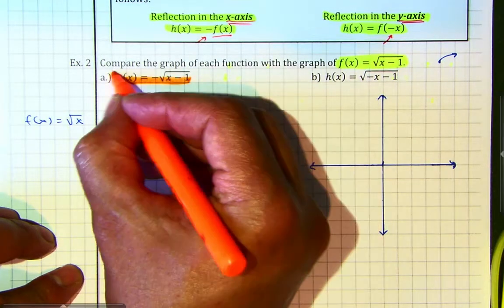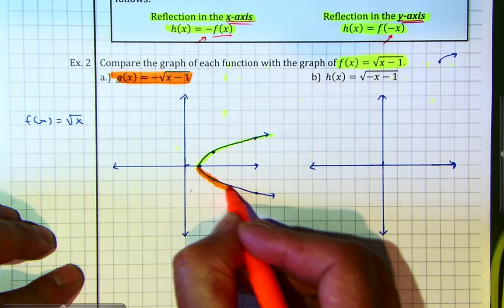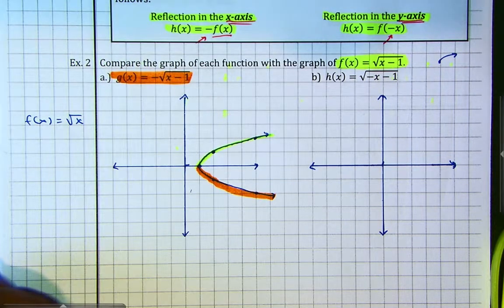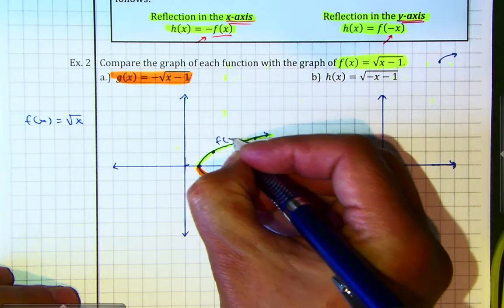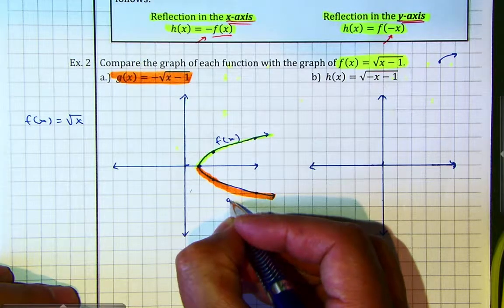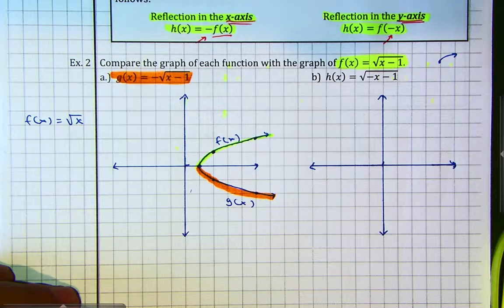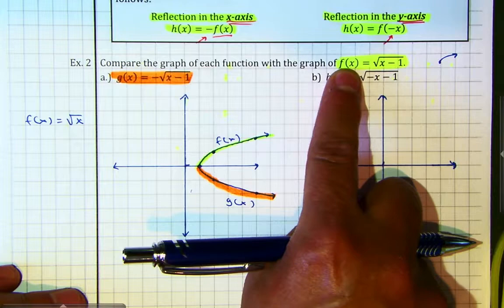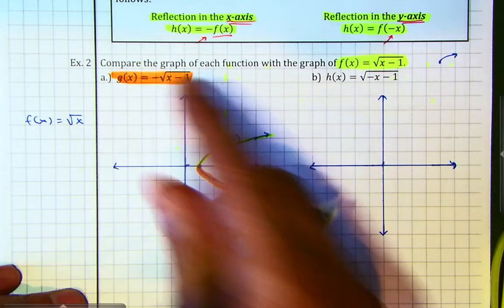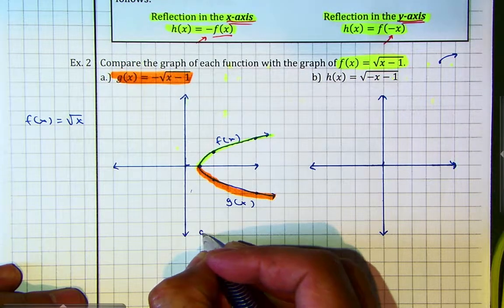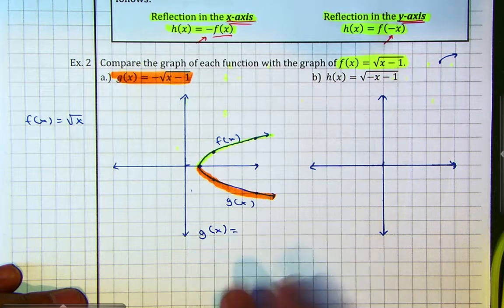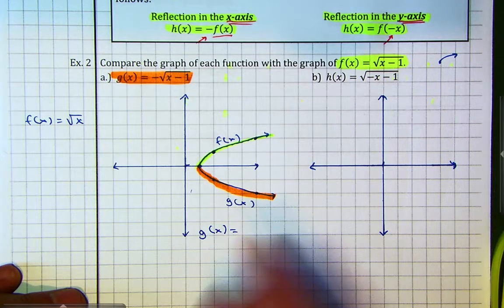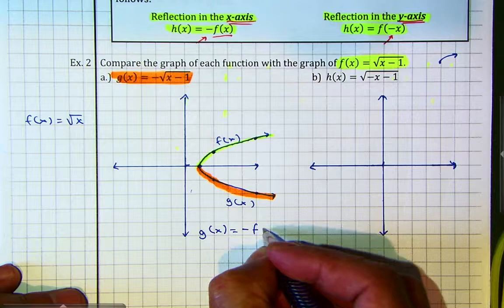This is going to do the same thing. Let's go and highlight it. Let's go and label it. This is my f of x, and this is my g of x. And we can also write down my g of x in terms of f of x. The only difference is a minus in between, so therefore g of x equals, what will that be? It'll be negative f of x.